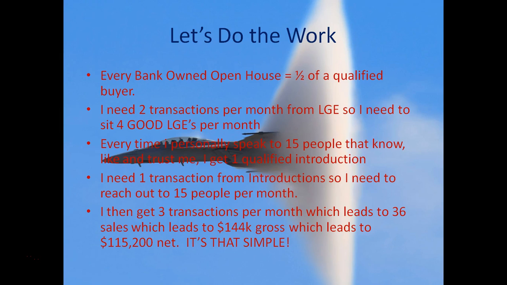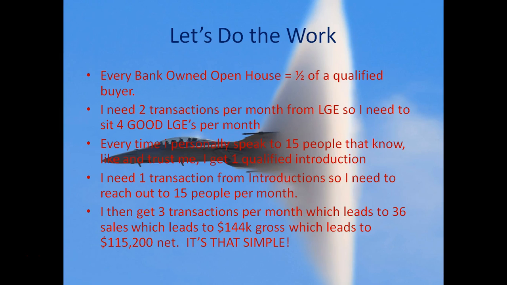All right. We know that 2/3 of our business comes from lead generating events, open houses and such. So I know I need 2 a month from that. And I also need 1 introduction or referral to bring me up to the other one that's going to make up my 3. Then I broke it down and said, okay, every time I do a bank owned open house or some type of good traffic generating event, then I need a half a buyer. So that means I need to do 4.